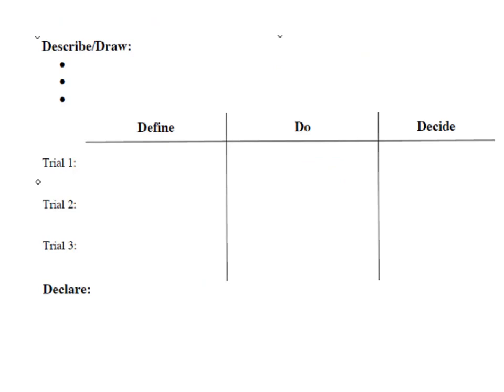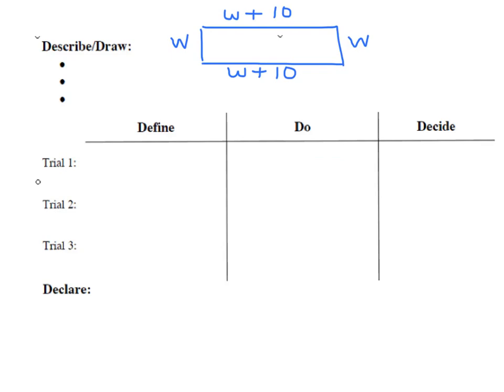All right, so once you have your picture drawn, here's what the 5D chart looks like. The very first thing that you're going to see on this chart at the top is a describe draw space. So you always want to draw your picture up in this space. Sometimes there's not a picture, but here's what my picture looked like. I had my rectangle. Here was my width. It was W. And my length was W plus 10 and W plus 10 down here. Over in this spot, you also need to write any other important information in these bullet points. So the other important information that I know is my perimeter is 120 feet. So I'm going to write that down there.